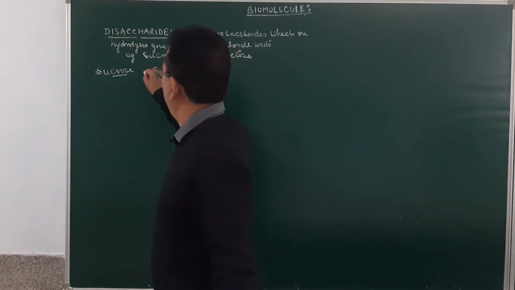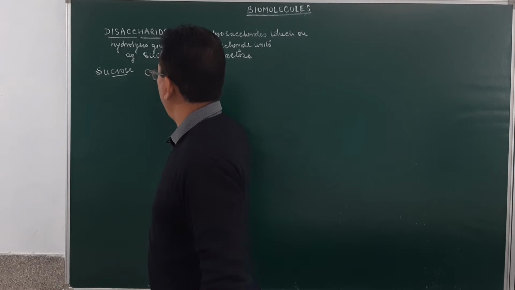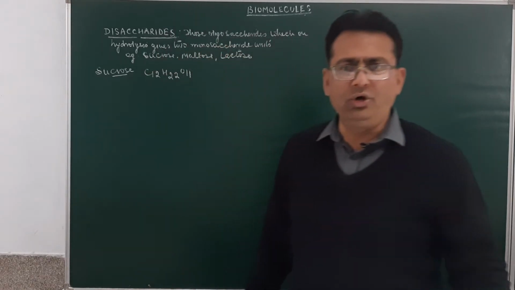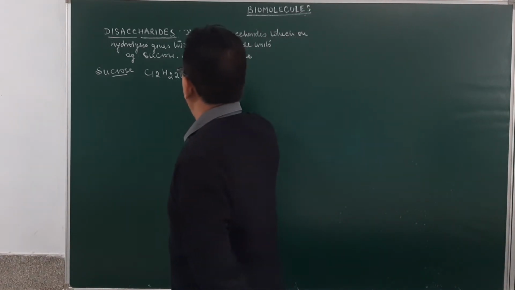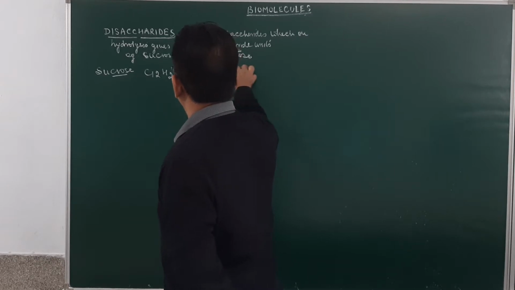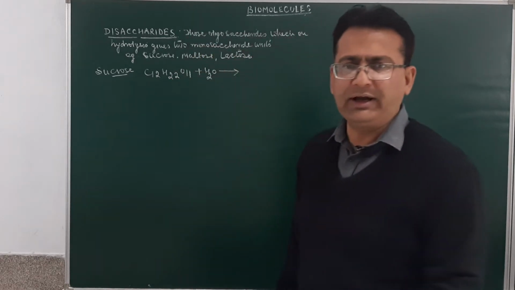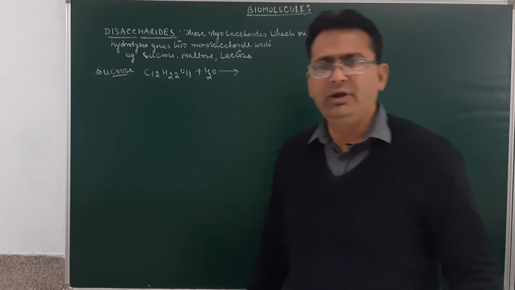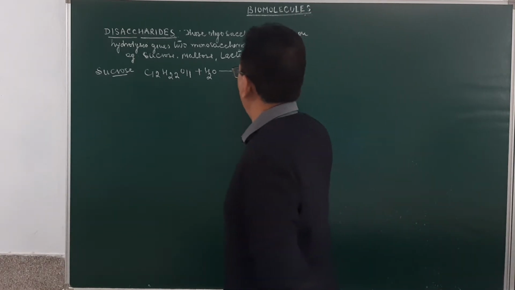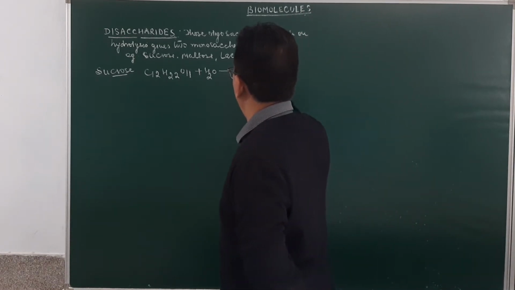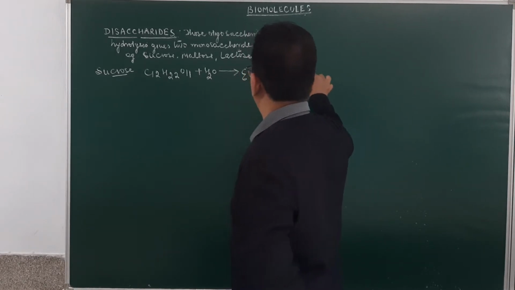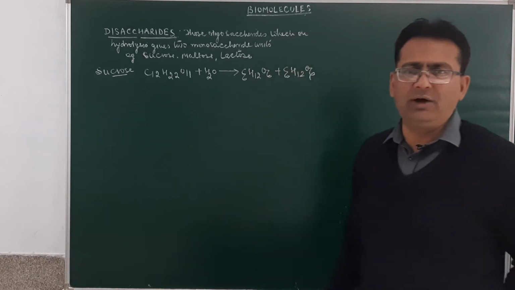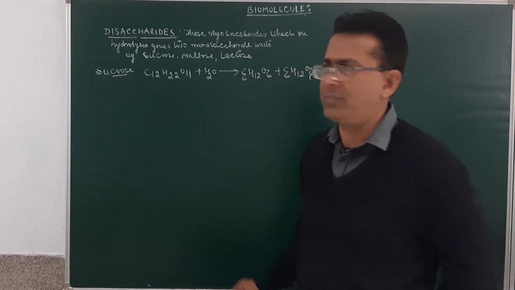So the sucrose formula will be C12H22O11. Sucrose, when hydrolyzed with water, will give two monosaccharide units. One will be glucose, the other will be fructose. This will be glucose, C6H12O6, and fructose again will be C6H12O6. We know the molecular formula of glucose and fructose is the same.